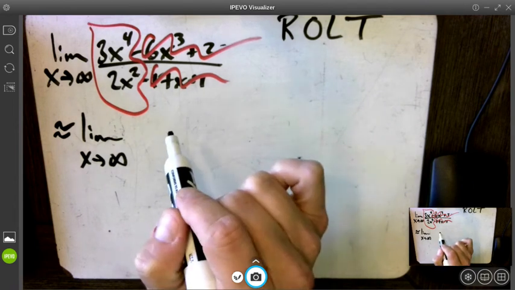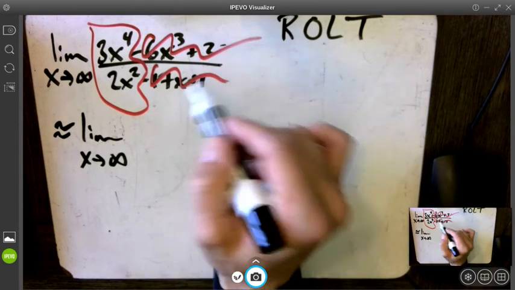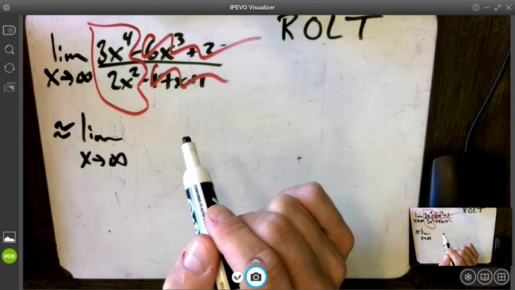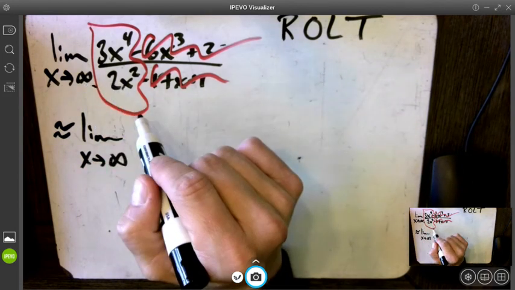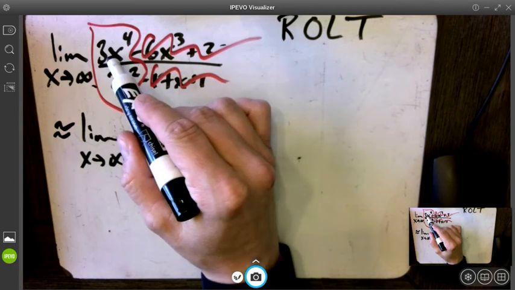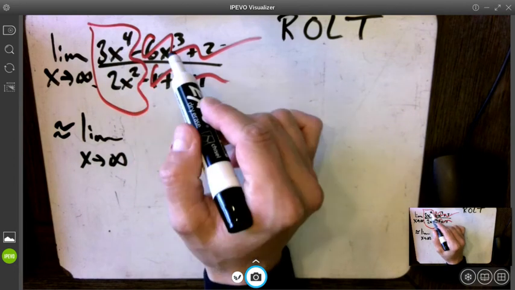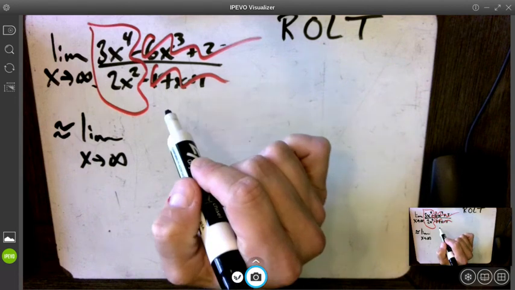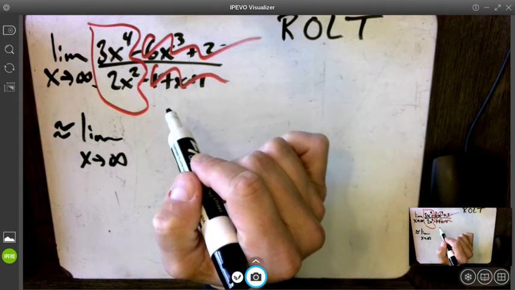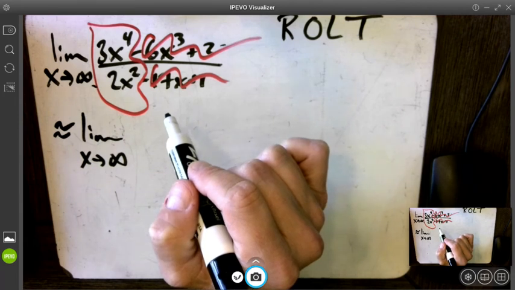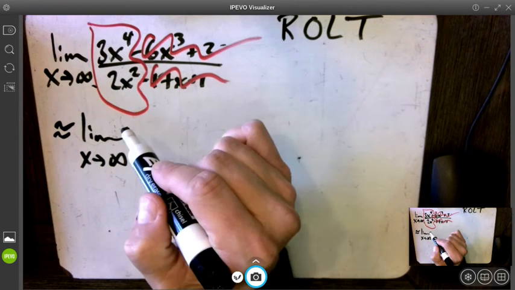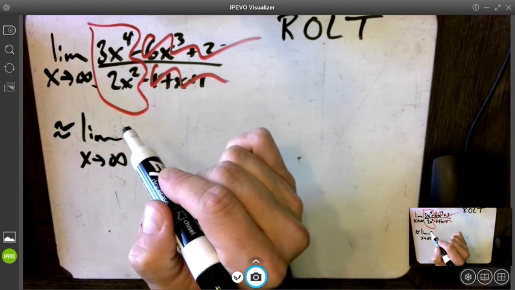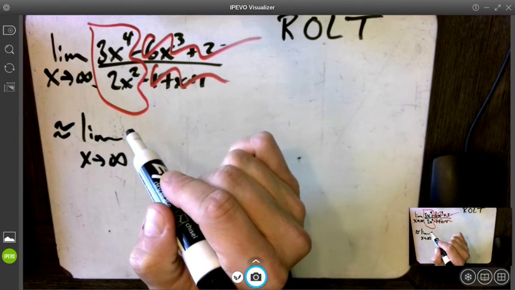Why do we care? Why are we able to do bad math, all right, for x going to infinity? I'm going to ask you a couple easy questions. How many times bigger is infinity to the fourth than infinity cubed? Well, correct. If you said infinity times bigger, you would be correct. How many times bigger is infinity to the fourth than infinity squared? You would say infinity squared times bigger, and you would be correct.